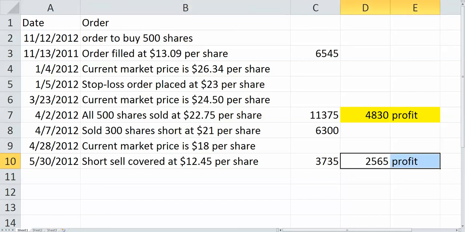So if I add these two yellow numbers, the $48.30 plus the $25.65, I'll get my total profit of $73.95.